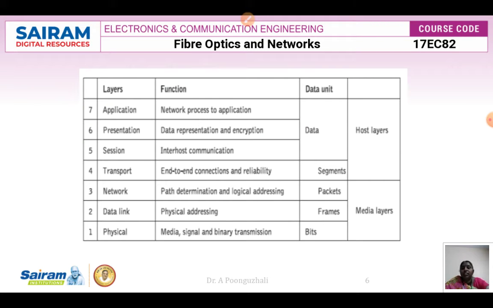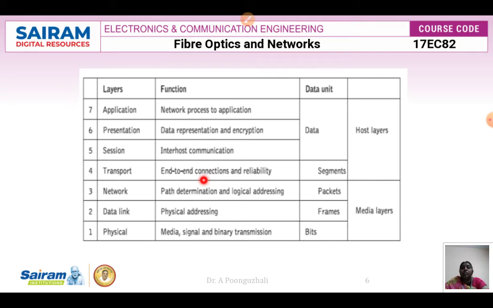So here these are the 7 layers. The physical layer's definition is media, signal and binary transmission, and the data unit is bits. The next layer is the data link, which is physical addressing, and the data unit is frames. The third layer is your network layer, where path determination and logical addressing are taken care of, and the data unit is packets.